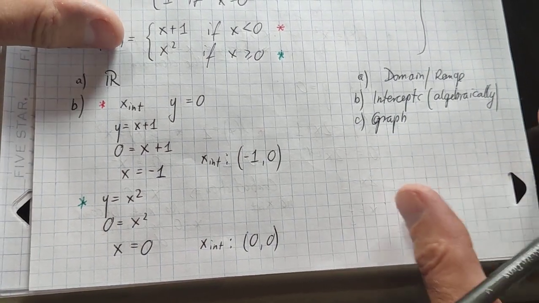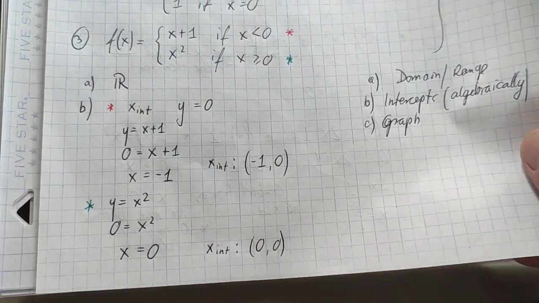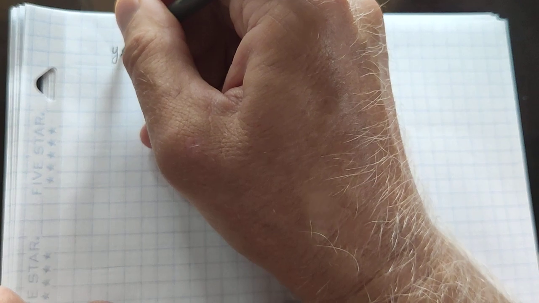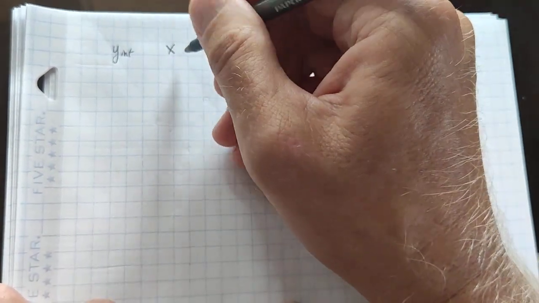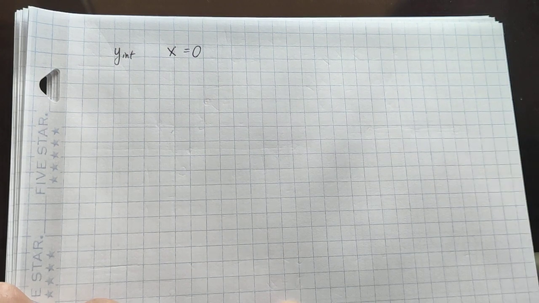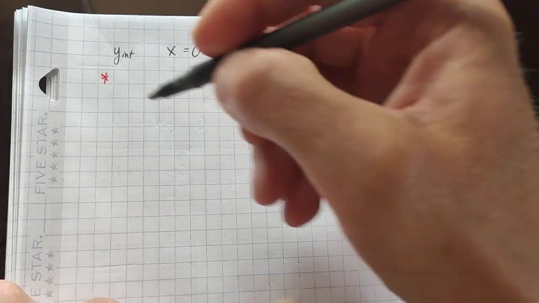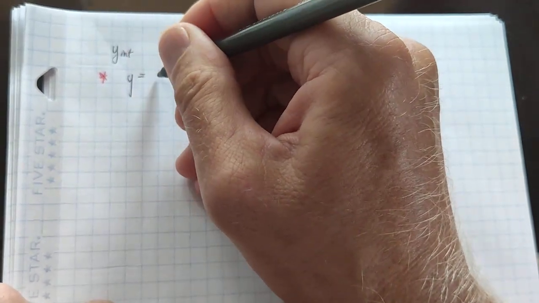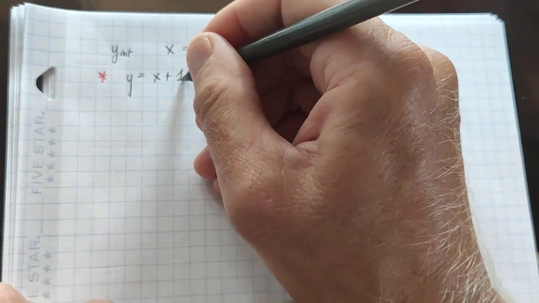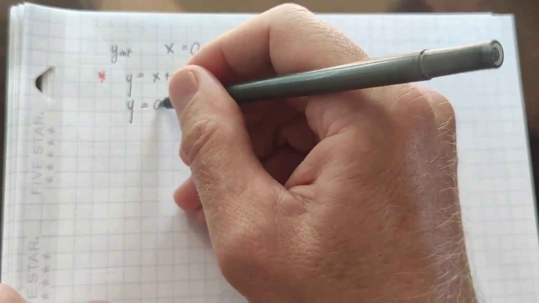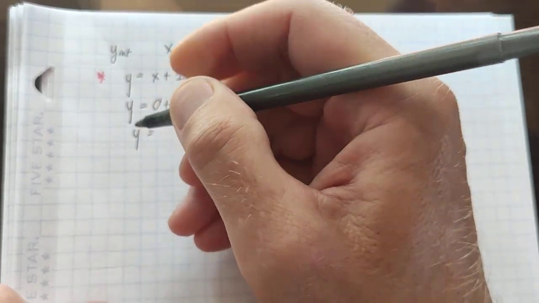Okay, so let's do the same exercise for y-intercept. Now there's just going to be 1, maybe. So that will be y-intercept. So for y-intercept, x will be 0. So my red function was y equals x plus 1. So we get y equals 0 plus 1. So y equals 1.